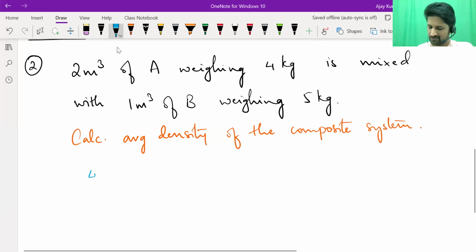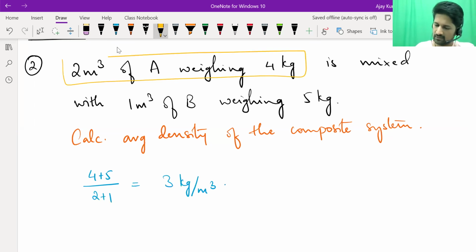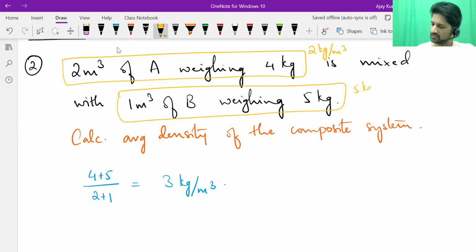Total mass of the system is 4 plus 5, that is 9 kg, divided by total volume of the system, 2 plus 1, that is 3 meter cube. So average density becomes 9 by 3, that is 3 kg per meter cube. Now only the first material, if you consider, 4 kg occupies 2 meter cube, so its density will be 4 by 2, 2 kg per meter cube. Only the second material, 5 kg occupies 1 meter cube, means its density is 5 kg per meter cube.